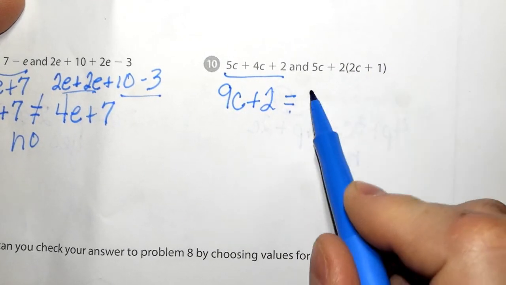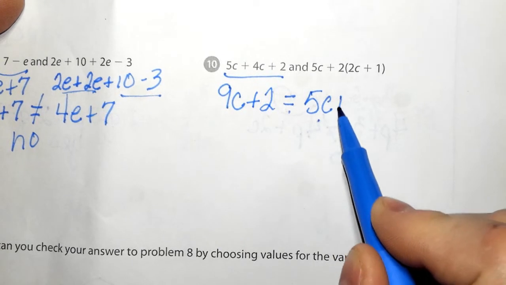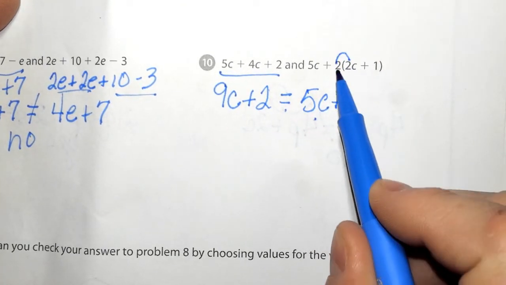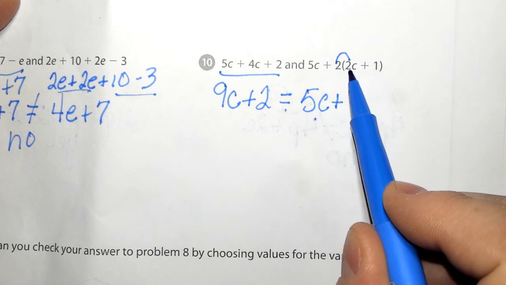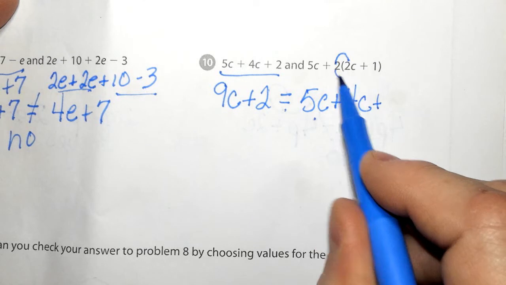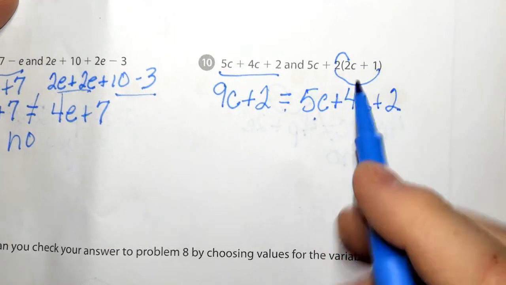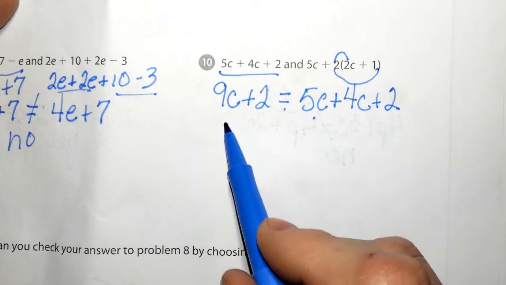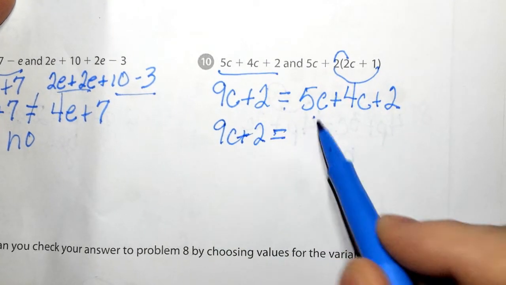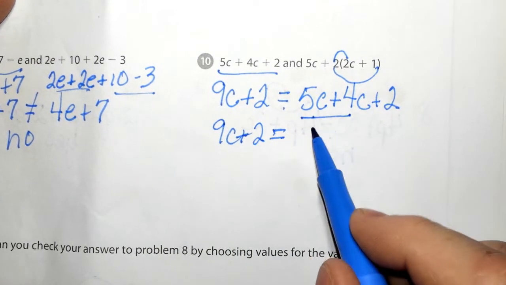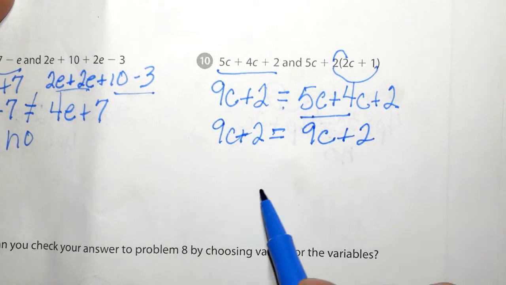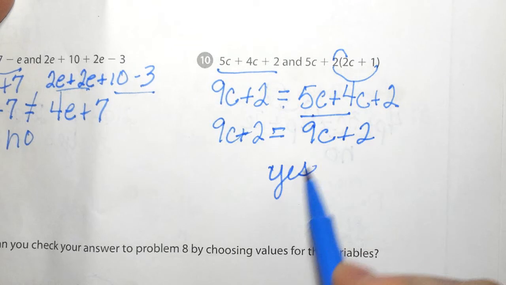So we have the 5c. That's not going to change. That's outside the parentheses. But here we need to do distributive property. So 2 times 2c is 4c, plus 2 times 1 is 2. Now we can combine these. Let's just bring this whole thing down. That's the same. And then 5c plus 4c is 9c plus 2. And you can see they are equal, so they are equivalent, yes.